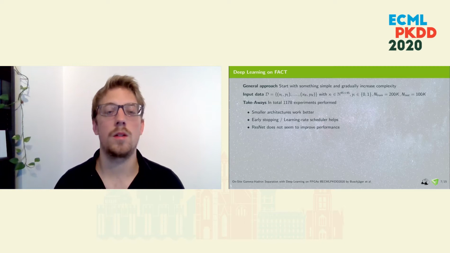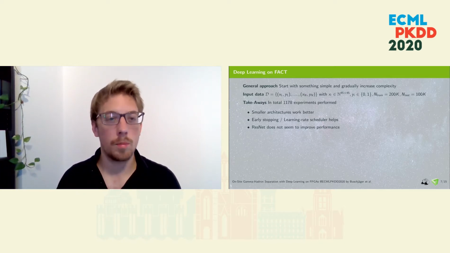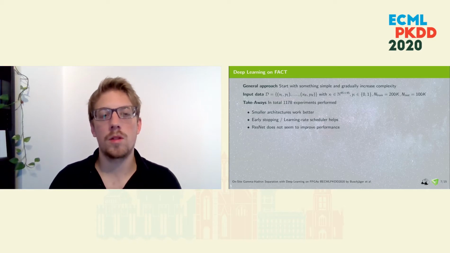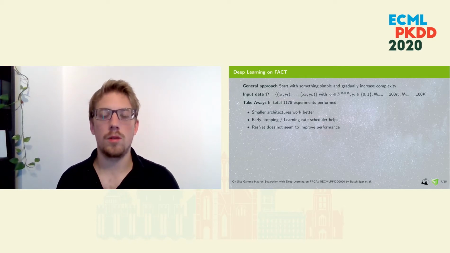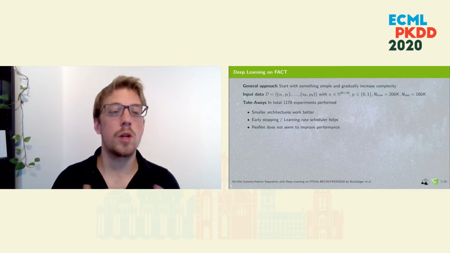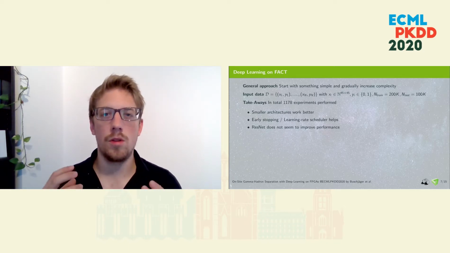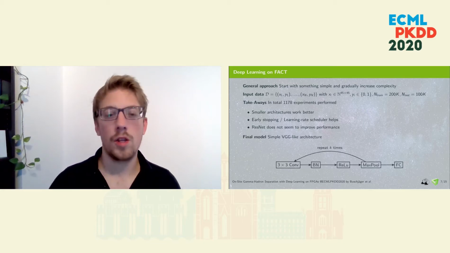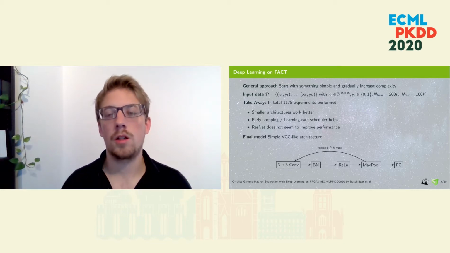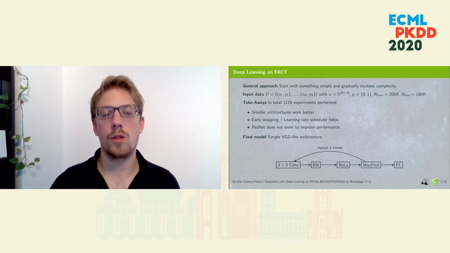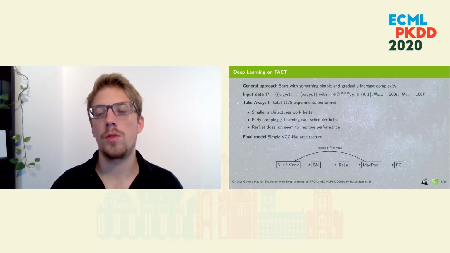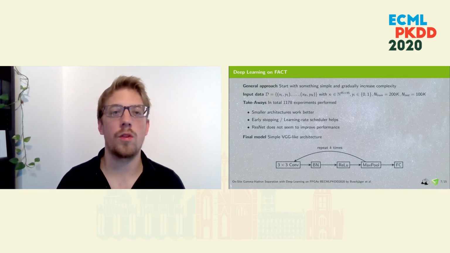1,178 experiments, and in general, we found that smaller models work better. We had some success with early stopping and learning rate scheduling. We also tried ResNets, and they improved the performance, but weren't really justified due to the longer training times. So in the end, we settled for a simple VGG-like architecture: the 3x3 convolution, followed by batch norm, ReLU, and max pool. This block is repeated a couple of times, and then in the end, a fully connected layer is used for the final classification.